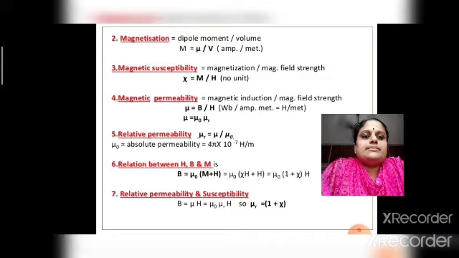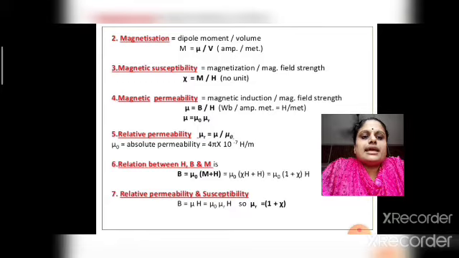Relative permeability mu r is equivalent to mu divided by mu naught. Mu represents permeability of the medium and mu naught represents permeability of free space. We know the value of mu naught is equivalent to 4 pi into 10 raised to minus 7.